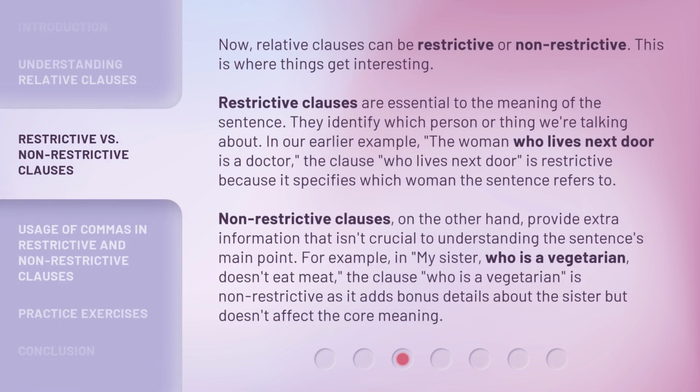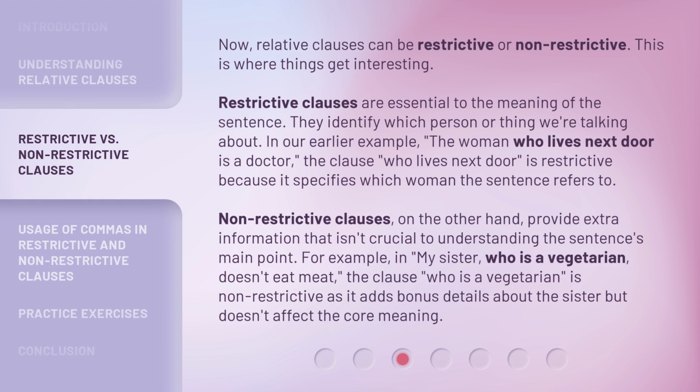Now, relative clauses can be restrictive or non-restrictive. This is where things get interesting. Restrictive clauses are essential to the meaning of the sentence. They identify which person or thing we're talking about. In our earlier example, "The woman who lives next door is a doctor," the clause, "who lives next door," is restrictive because it specifies which woman the sentence refers to.